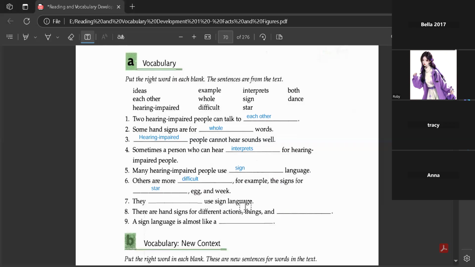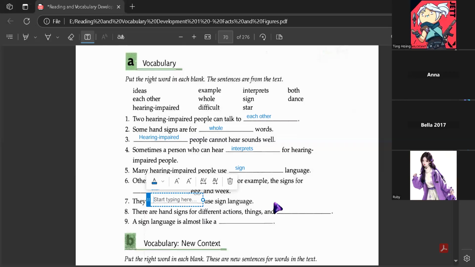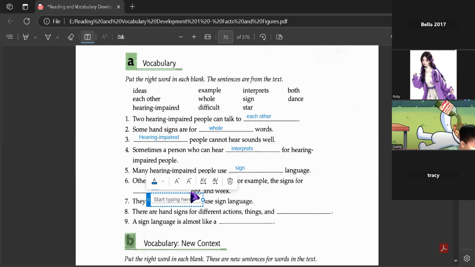Number 7, let's invite Danny. Where's Danny? Okay, they both use sign language. They both use sign language. Okay. Number 8, let's invite Ruby.